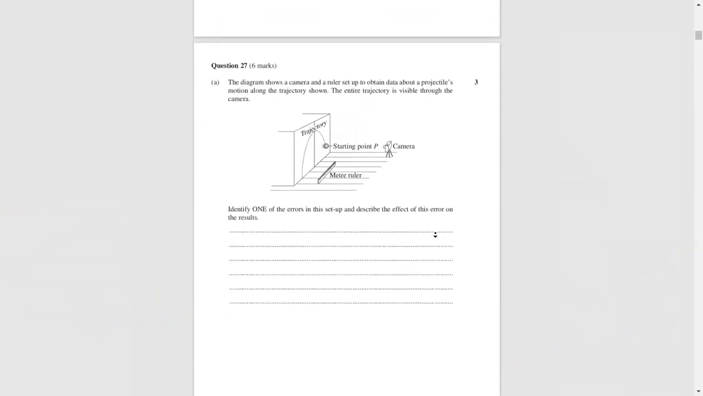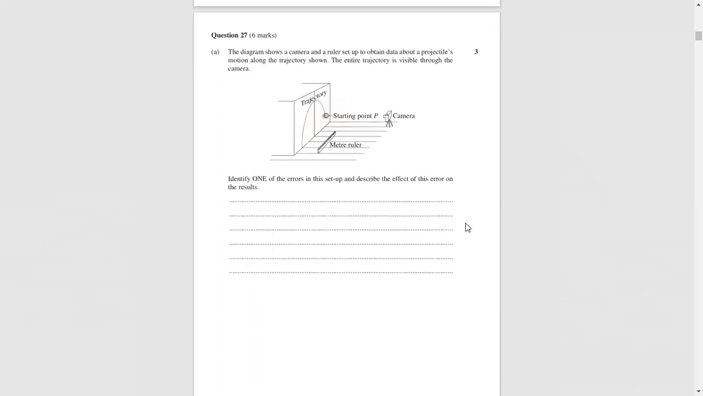Okay, so this is more of an experimental error question, but I think many students have trouble with that. So let's have a look. The diagram shows a camera and a ruler set up to obtain data about a projectile's motion along the trajectory shown. The entire trajectory is visible through the camera. Identify one of the errors in the setup and describe the effect of this error on the results.